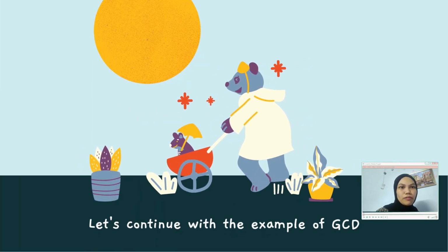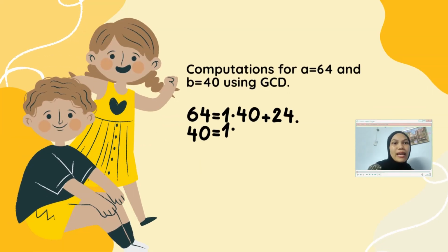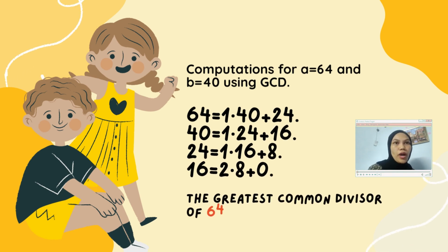Let's continue with an example of GCD. Let's look at the example. Find the GCD of 64 and 40.